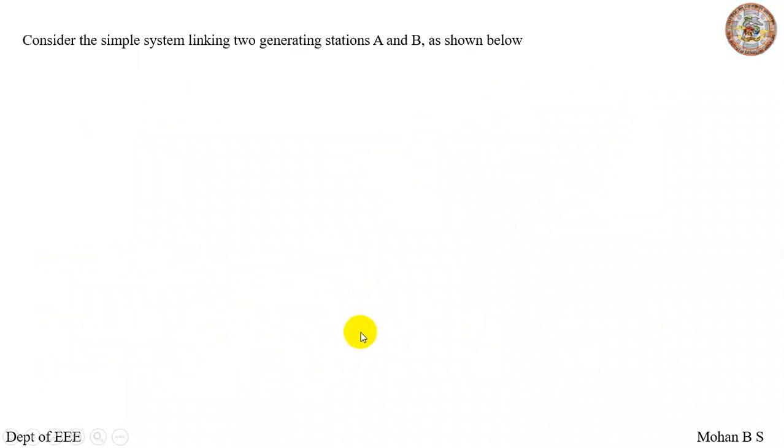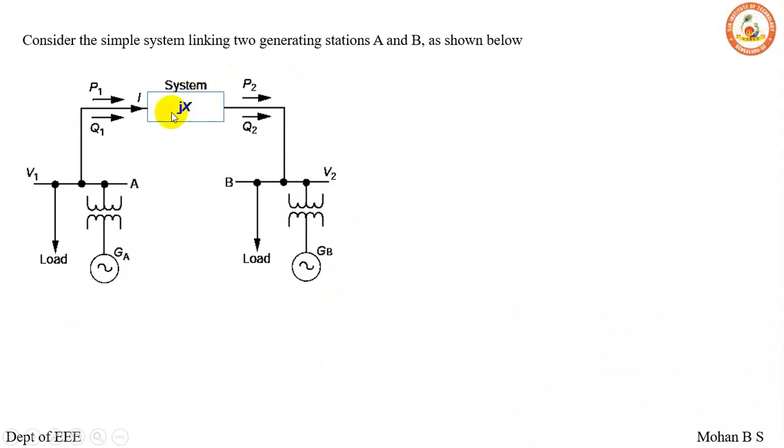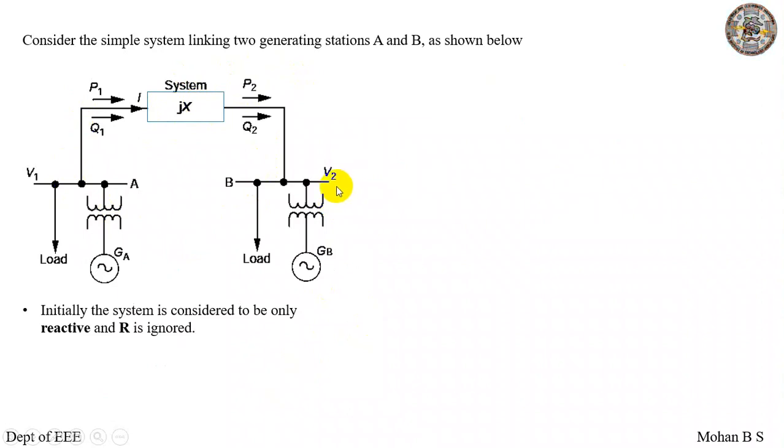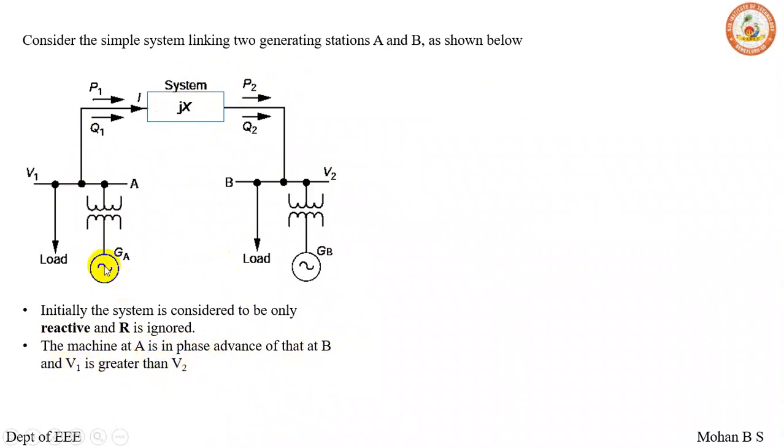Let us now consider a system linking two generation stations A and B as shown below. So we have this system, which has a simple link between two generating stations. Initially the system is considered to be only reactive, and R is ignored. So here the system is considered only a reactive system and not resistance. The machine at A is in phase advance of that at B, and V1 is greater than V2. That means the voltage angle of this machine is leading compared to V2. Hence there is a flow of real and reactive power from A to B.